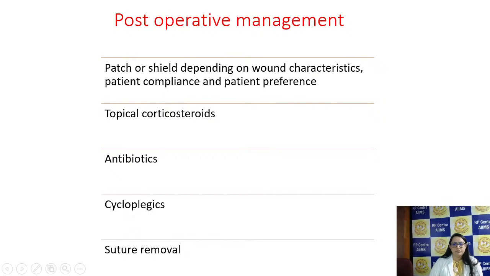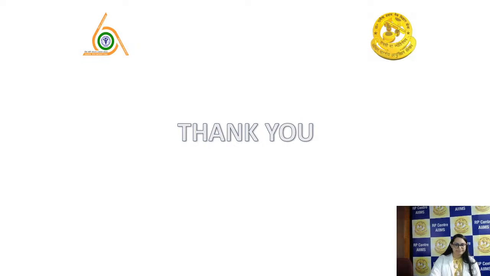So coming to the post-operative management of a case with ocular trauma, patching or shielding depends on the wound characteristics, patient compliance and patient preference. Topical steroids are a must in any case of ocular trauma to control the inflammation that is ongoing. Antibiotics to prevent any secondary infections. Cycloplegics are used to alleviate the pain that is associated with the ciliary spasm. Suture removal has to be done in a timely manner, usually conducted at 6 to 8 weeks of the primary repair. Thank you.